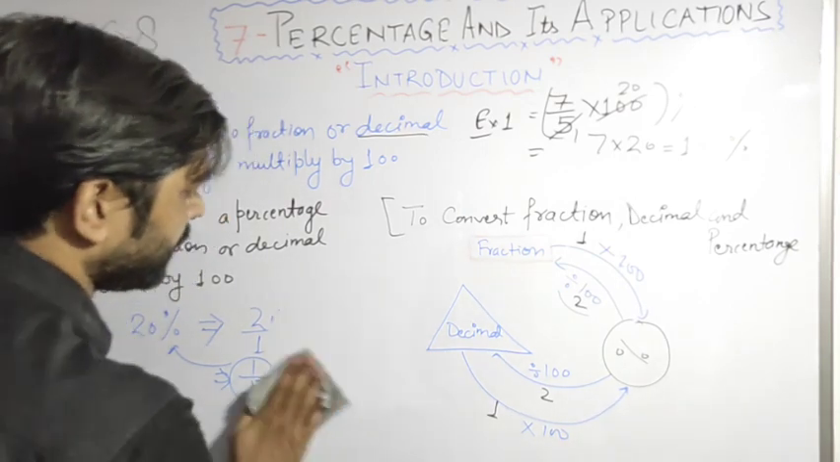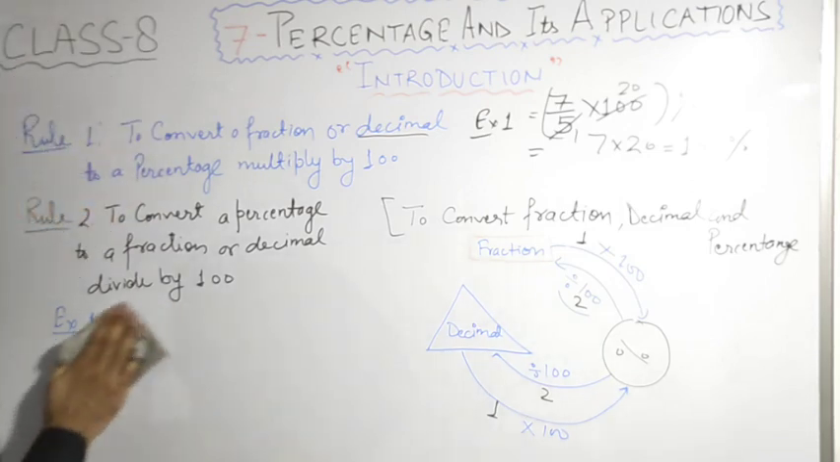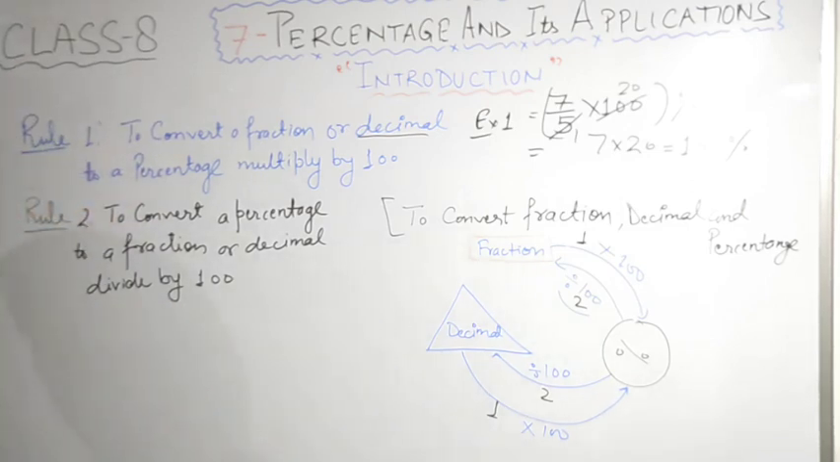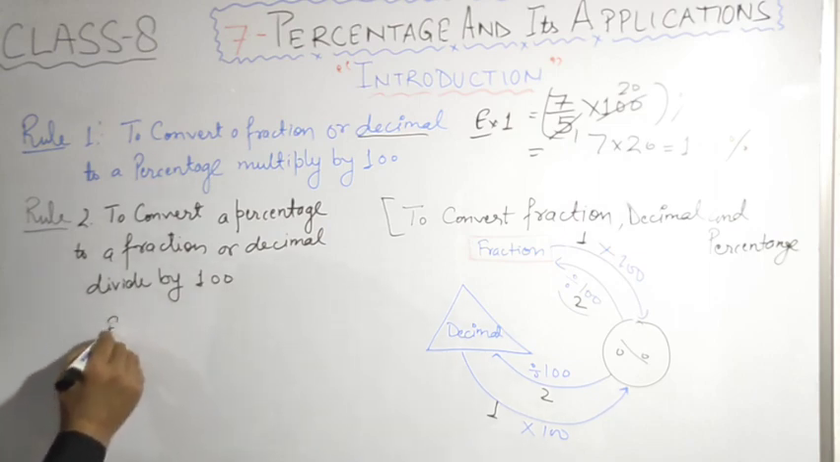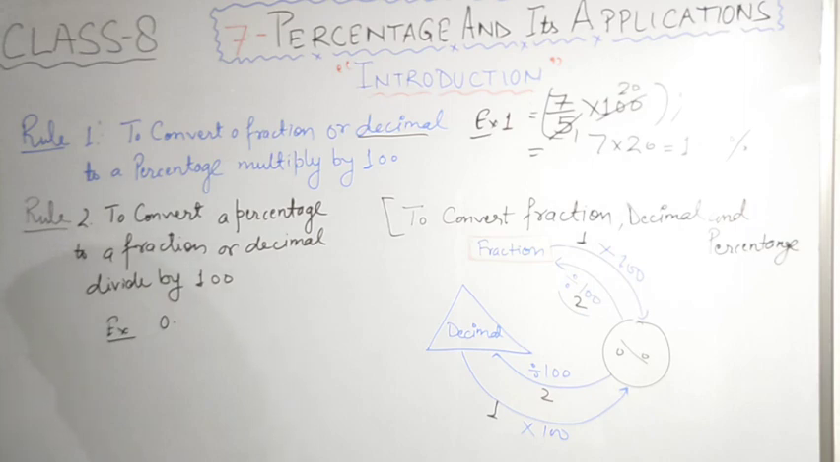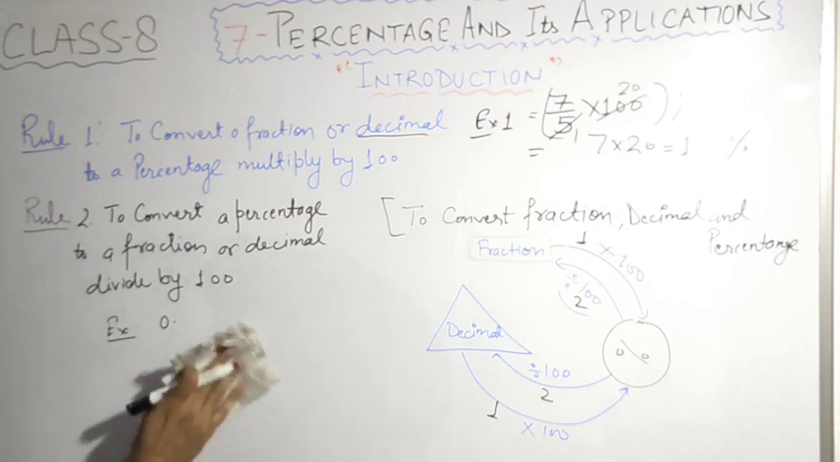If a decimal is here, question says convert to decimal, then what will you do? We take another example. Take any example, like 0.03%. This is in percentage form and we have to convert it into fraction form. So how can we convert?